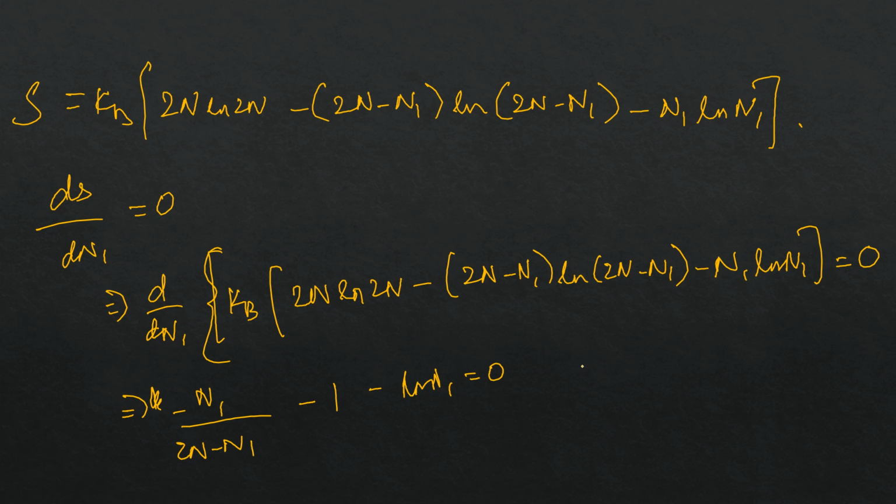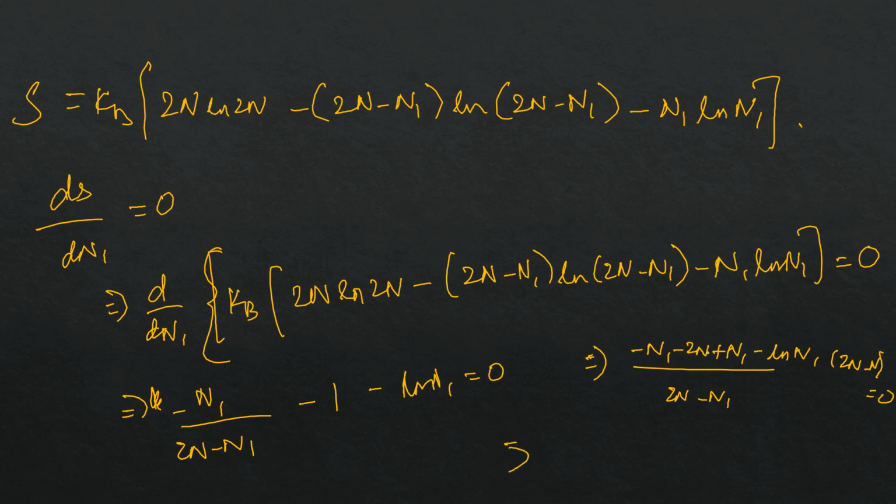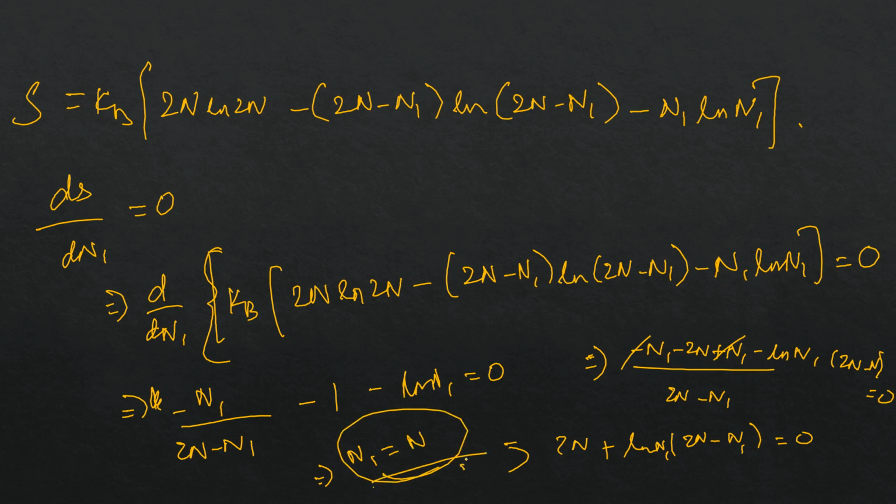Is that right? If you equate it, the terms cancel out and we get ln (2n minus n1) minus ln n1 is equal to 0. If you solve this, you will get n1 equal to n. So that will be the answer: the number of particles will be n. Is that alright? Okay.